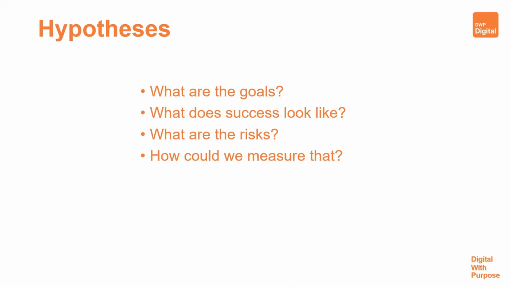What are we trying to achieve? What will we see if it does work? What might we see if it doesn't? And that's not necessarily just the opposite of what does success look like. Sometimes we can force almost like perverse incentives, and we need to check that those things aren't happening.